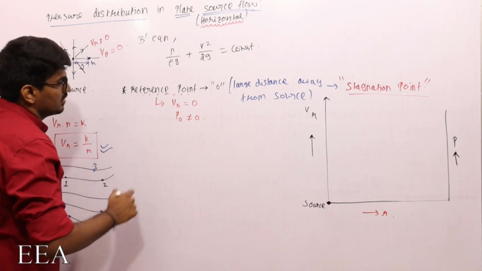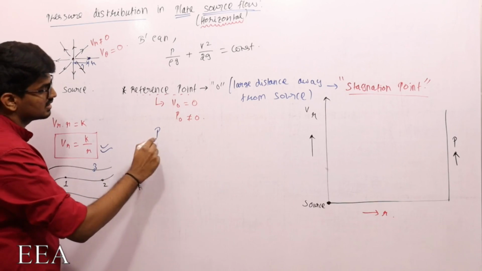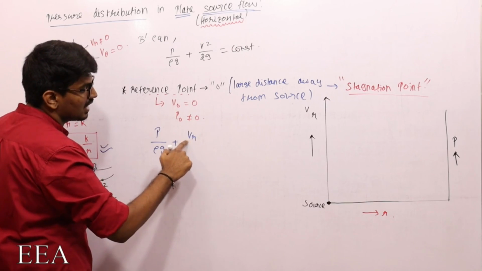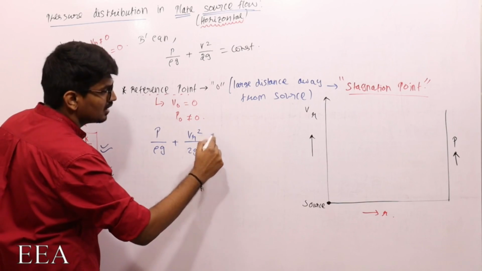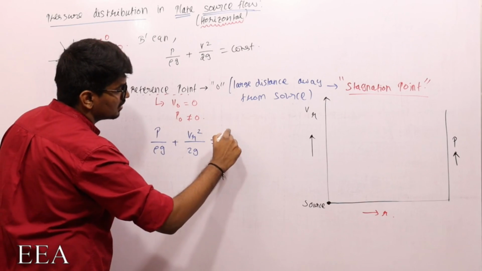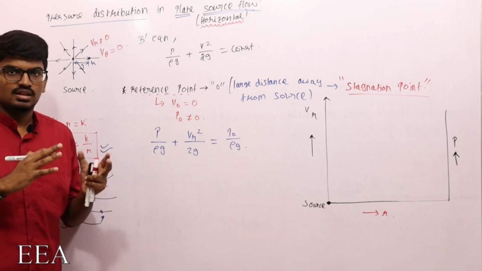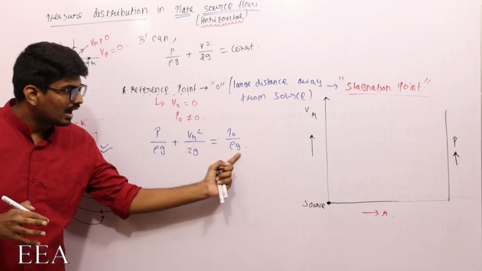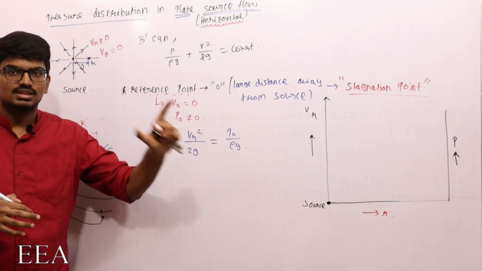If I apply Bernoulli's equation between them, what will happen? Pressure at some radial distance by rho g, plus velocity at some radial distance, Vr only, because there is no V theta, so Vr square by 2g. I am neglecting the potential energy because it is horizontal flow, so this is going to be equal to P naught by rho g. This is Bernoulli's equation between some point at some radius r and the point present far away from the source where velocity becomes zero.